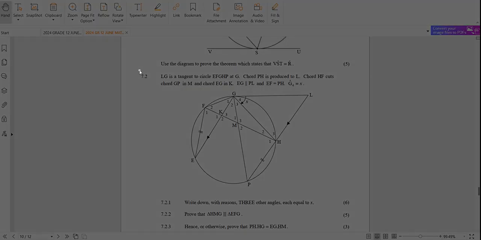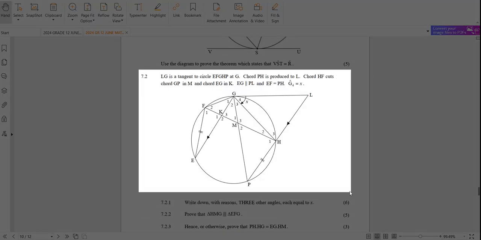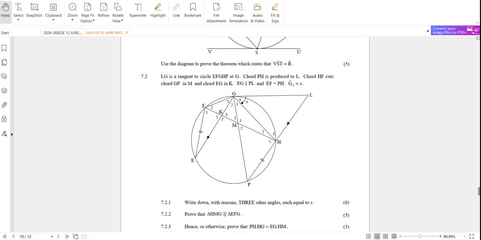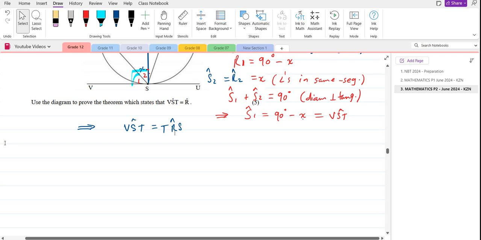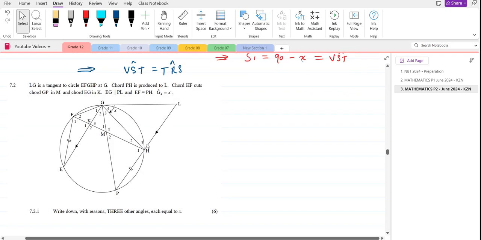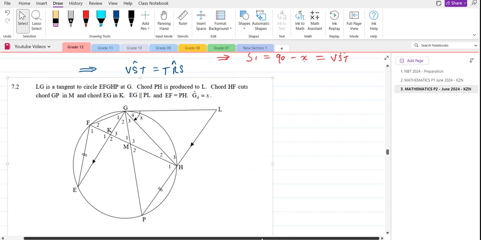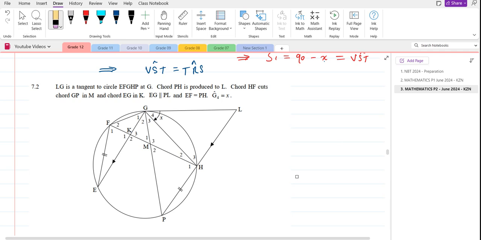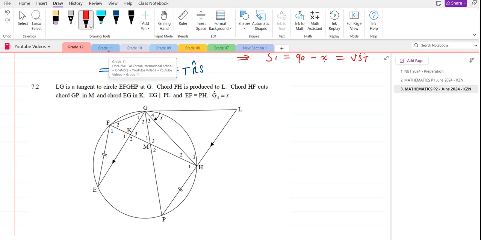Right, 7.2. Now write with reasons three other angles each equal to x. A famous question. So far all these questions were like grade 11 problems. Nothing exciting here, no similar triangles so far. So what we have is another circle geometry problem. LG is a tangent, so we can use tan chord here. Angle P will be x. Directly opposite the chord is angle P, which is x, tan chord.